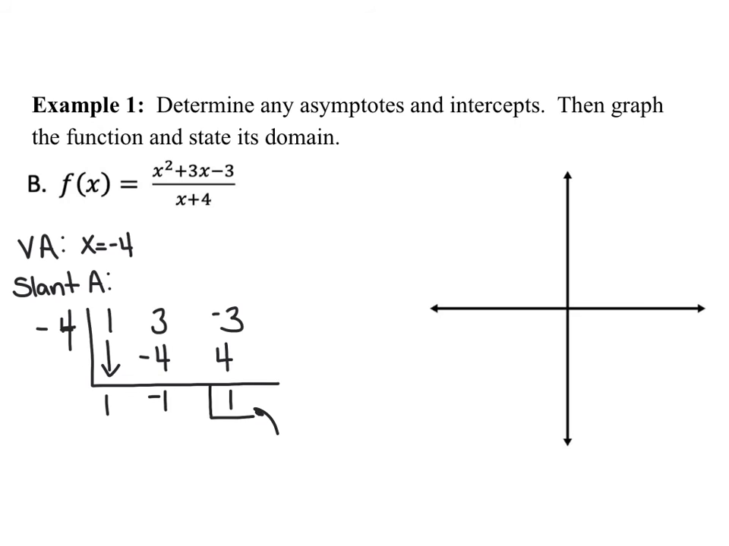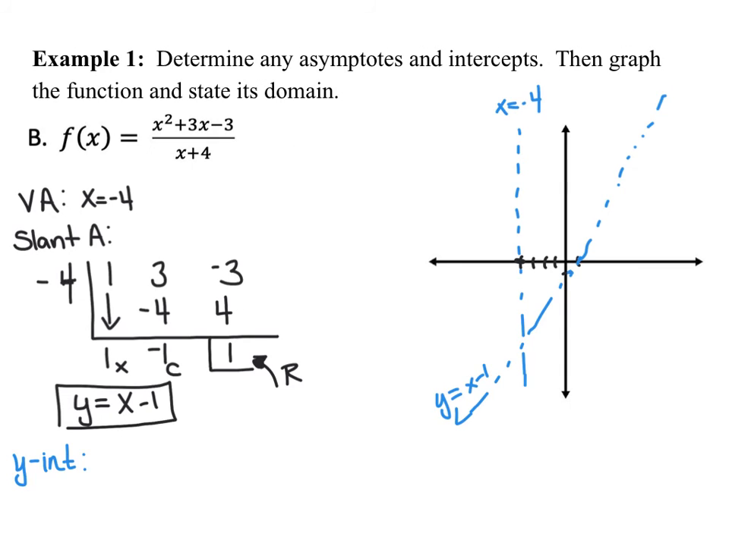Okay, so ignore the remainder. This would be your constant term, and this is your x term. So your slant asymptote would be y equals x minus 1. So that is what this function will approach. My y-intercept would be (0, -3/4) when I plug 0 in. My x-intercept comes from my numerator equal to 0.